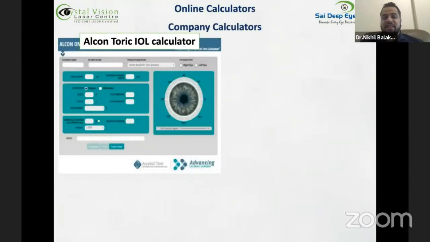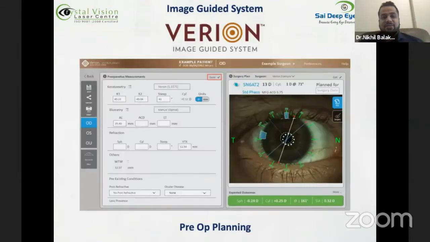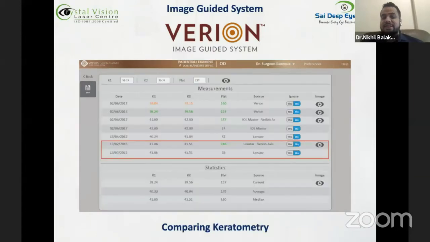Now, there are various different company calculators based on which toric IOL you are placing, which are freely available. Now, coming to the image-guided systems, I'm going to be talking in brief about the Verion image-guided system. This is the pre-op planning sheet where what you can first do is compare your keratometry from your optical biometer like the Lenstar or the IOL Master to the Verion keratometry done.